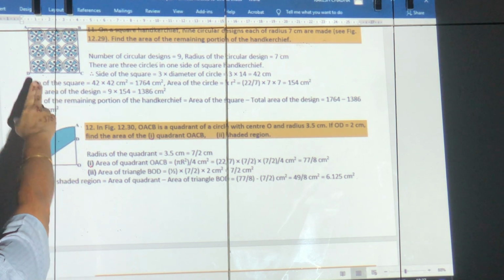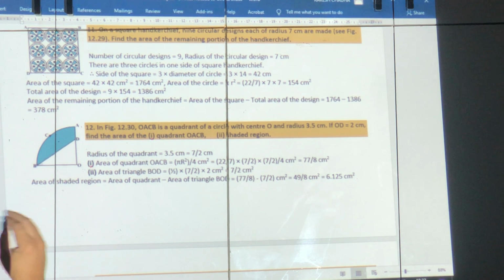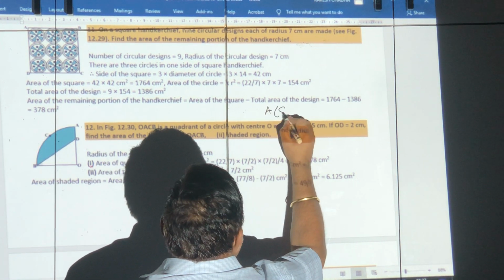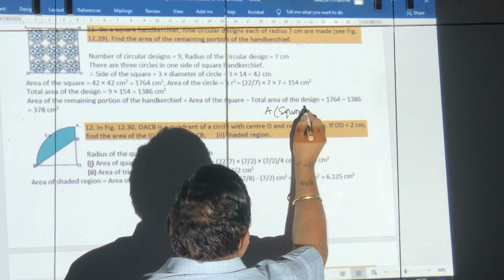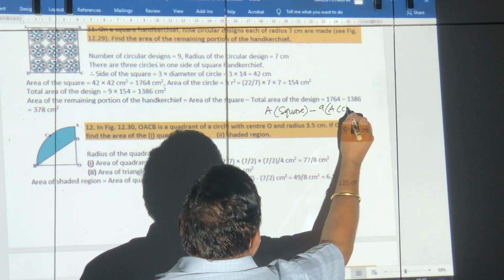A square handkerchief and 9 patterns are drawn. Now, how much area is blank? So, the area of the square minus 9 times the area of the circle.